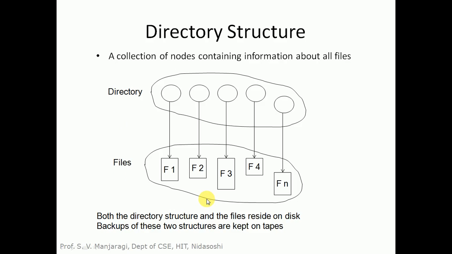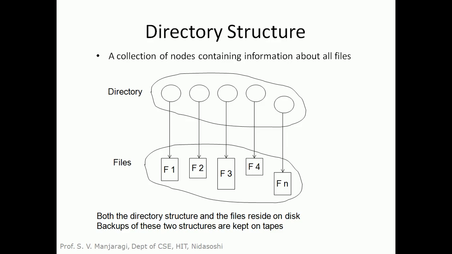Now let us see the directory structure. Let us recall what a directory is. A directory is basically a collection of related files. Files are grouped into a directory or folder. In Unix or Linux we call it a directory file, but in Windows we call it a folder. A folder or directory file basically contains different files. Different related files are grouped into a directory or a folder.